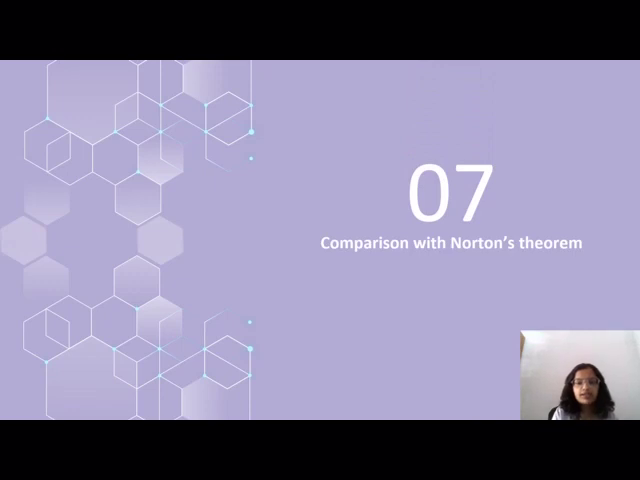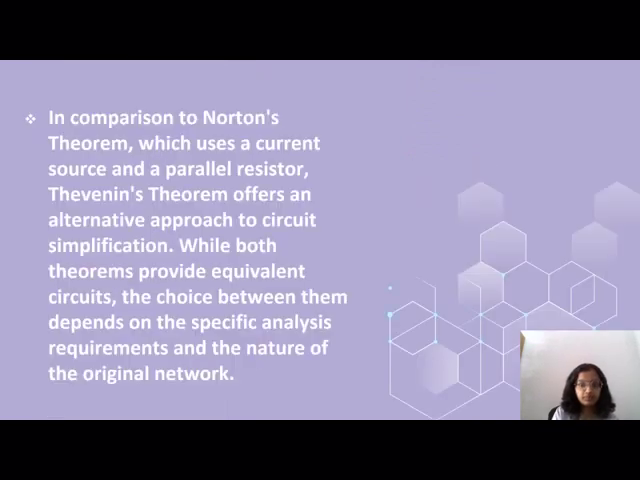Comparison with Norton's theorem. Contrasting with Norton's theorem, which employs a current source and a parallel resistor, Thevenin's theorem presents an alternative technique for simplifying circuits. Both theorems yield equivalent circuits, yet the decision between Thevenin's and Norton's depends on the unique analysis demands and characteristics of the original network. Engineers choose between Thevenin's and Norton's theorems based on the specific requirements of their analysis, considering factors such as ease of application and relevance to the nature of the original circuit.